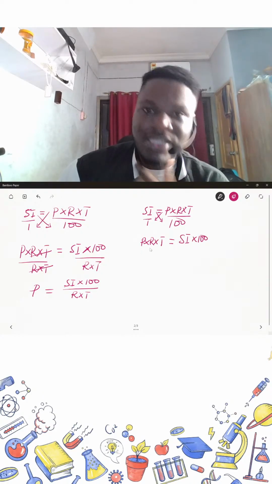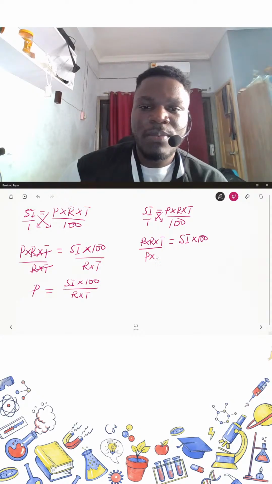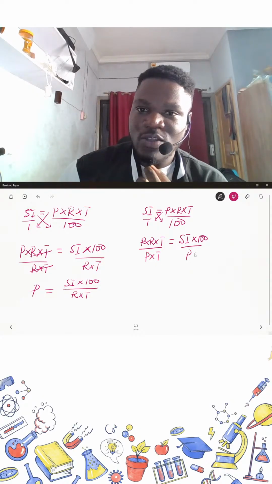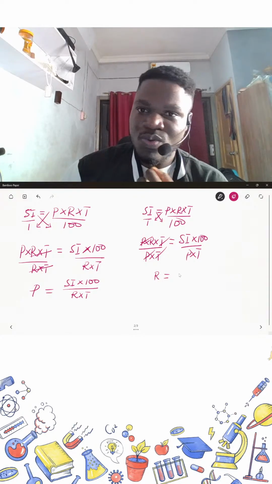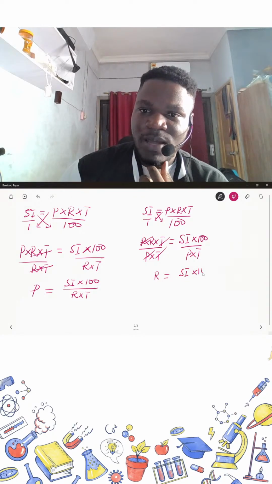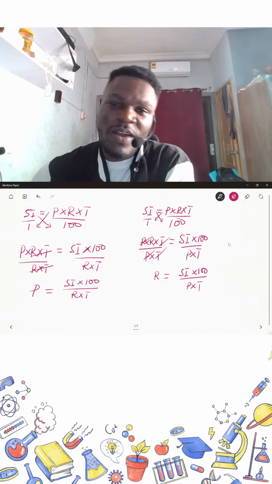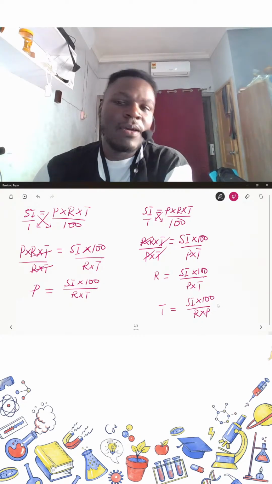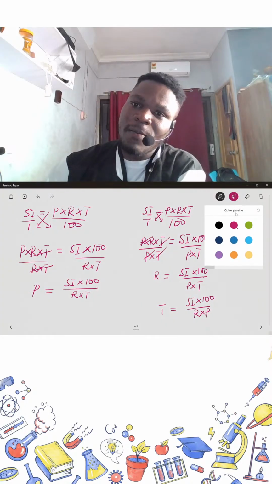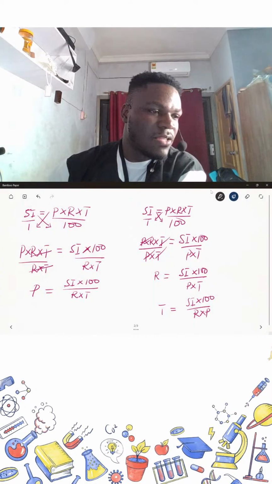And so therefore, because this time around we want the rate, we'll divide both sides by the principal and then the time. So the P will cancel P, the T will cancel T. So we'll have our rate, which is equal to the simple interest multiplied by 100 all over the principal multiplied by time. And the same way, if you want to find the time, it will be equal to the simple interest multiplied by 100 all over the rate multiplied by the principal. So these are the other deductions that we can get from the simple interest formula.